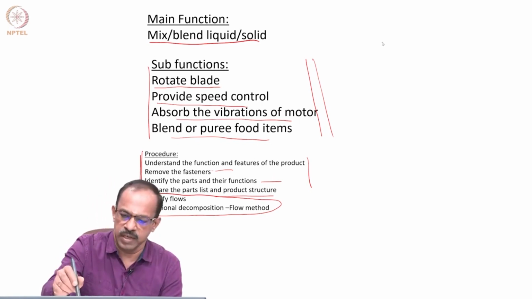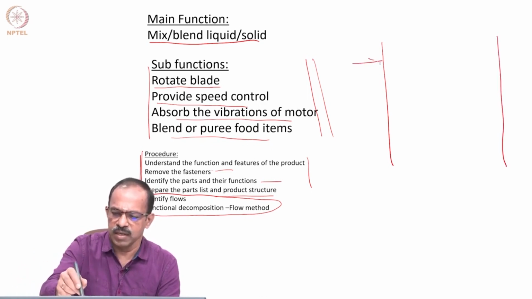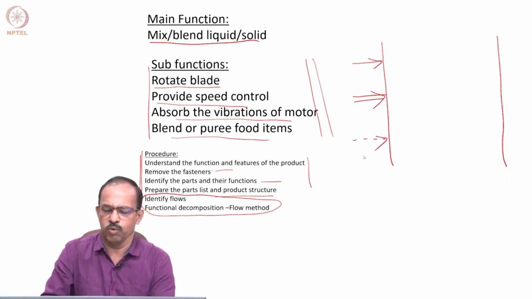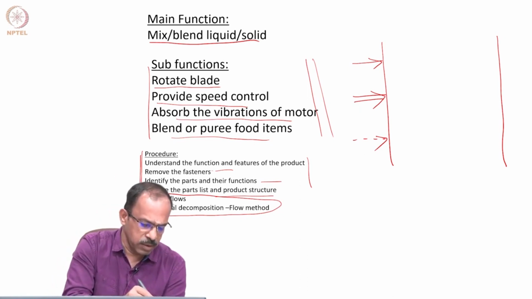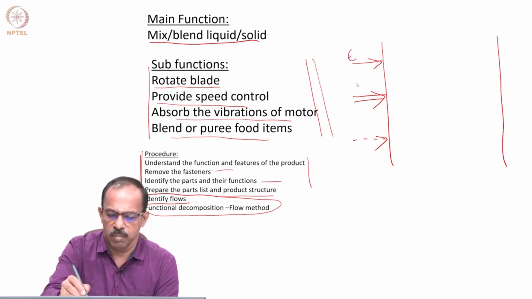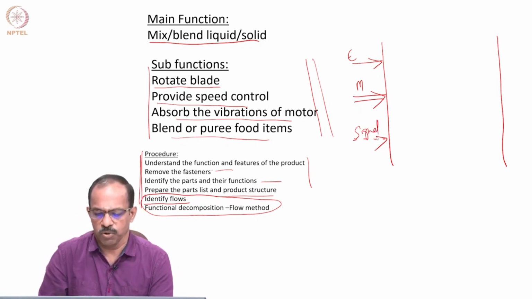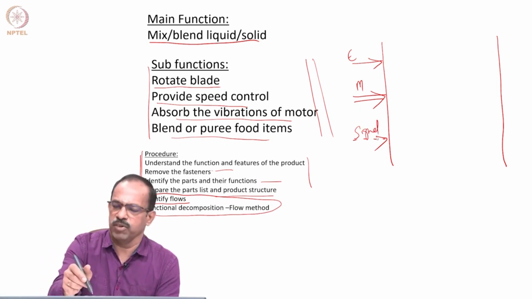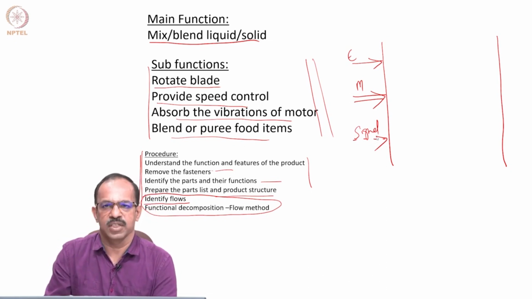So if you take any product, then you will be able to identify the flows. This is the way we define it. In this product, try to identify what flows are taking place in terms of energy, material, or signal, or information, whatever it is. Any one of these, or you can identify multiple energy, material, or signal flows.